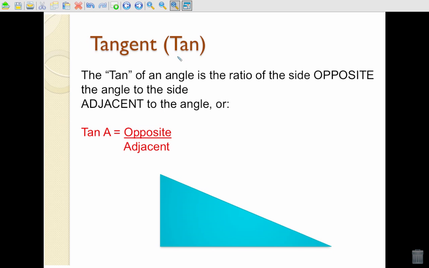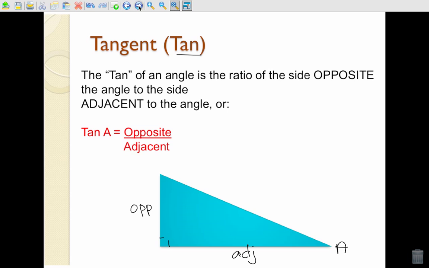The last one we'll talk about is tangent, abbreviated tan on your calculator. The tangent is the opposite side over the adjacent. So again, we have our right angle here. If this is angle A, we know this side is opposite, and we know this side is adjacent. Tangent is the one that does not use the hypotenuse. And again, if we flipped these around and made that angle A, now we have the opposite side here and the adjacent side here.